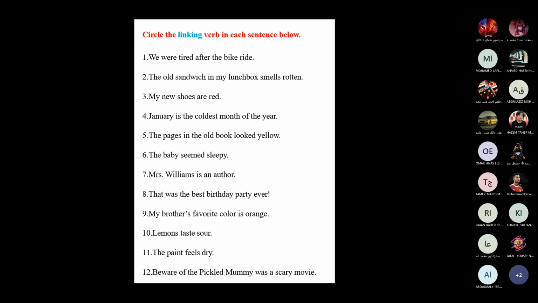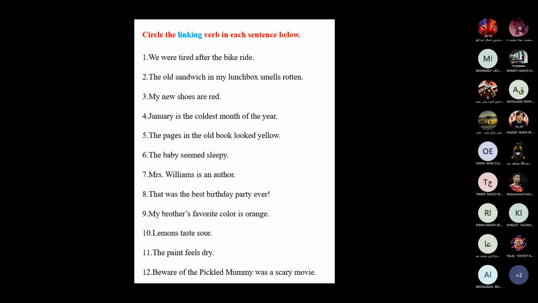Extra sheet. This is extra sheet. It's not in the booklet or in the readers and writers. This extra sheet, just solve it. Extra sheet. This one, which you see. Write the answers in the copybook and send it. Talal Yusuf. Excellent, Talal.